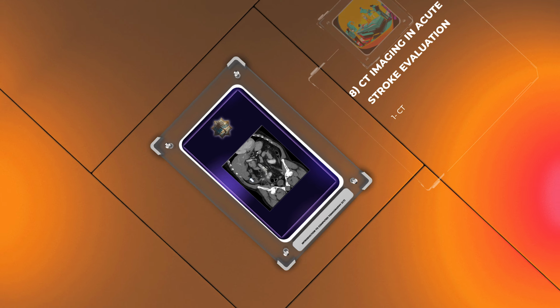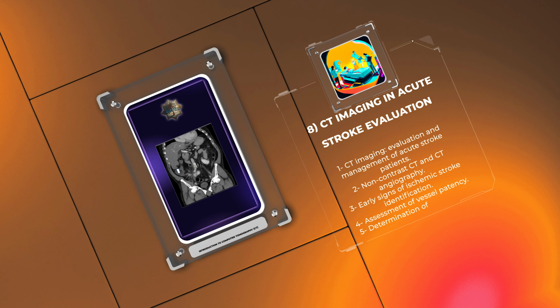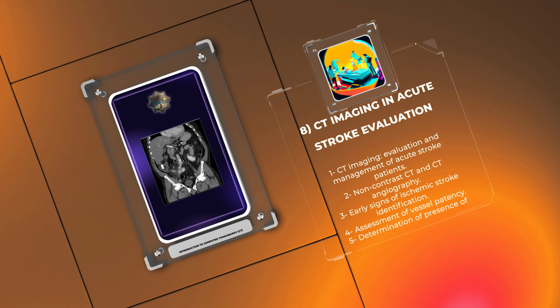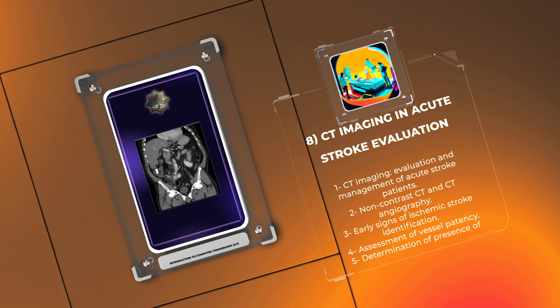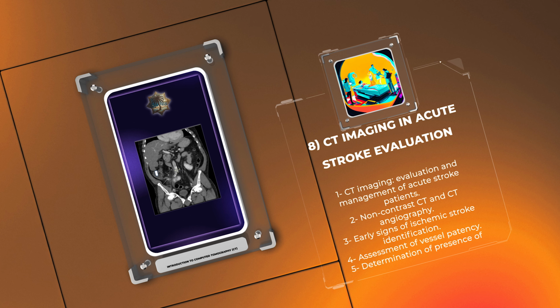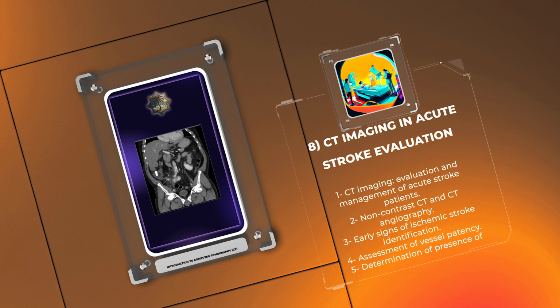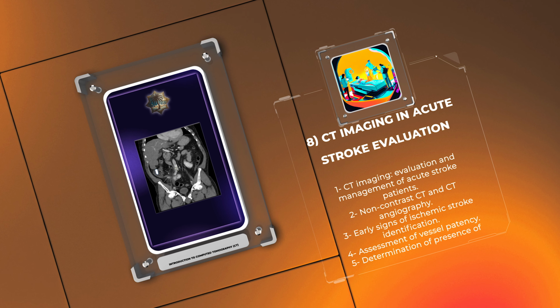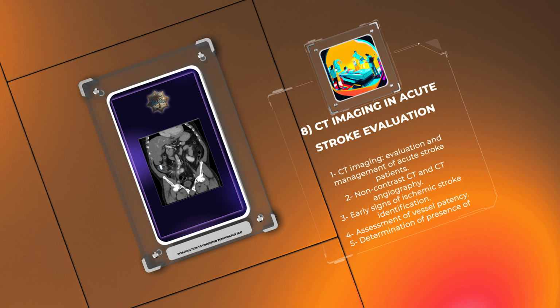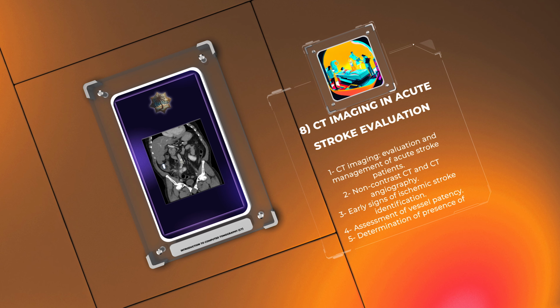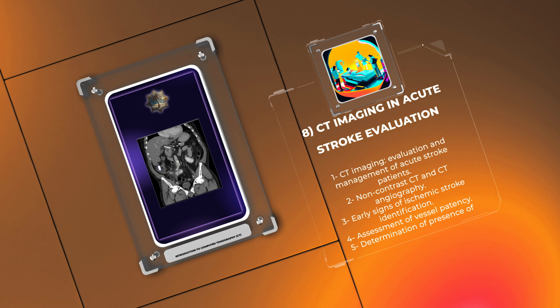CT imaging plays a pivotal role in the evaluation and management of acute stroke patients. Rapid imaging acquisition, such as non-contrast CT and CT angiography, allows for the identification of early signs of ischemic stroke, assessment of vessel patency, and determination of the presence of intracranial hemorrhage. CT imaging aids in triaging patients for time-sensitive interventions, such as thrombolysis or endovascular clot retrieval, leading to better outcomes for stroke patients.